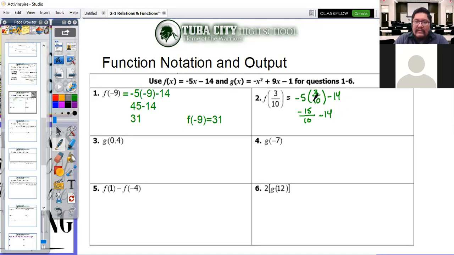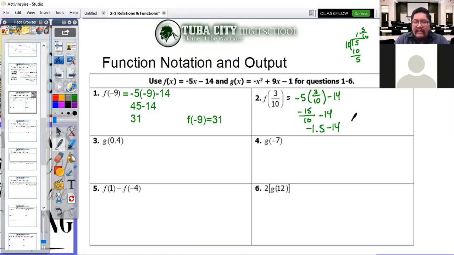And remember, the bottom number stays the same, or you can put a 1 below the 5, and that will make it so that there's a 1 on the bottom. So I have negative 15 over 10. In this case I can also use long division. 15 divided by 10 goes in there once, and I have 5 left over. So in this case, it'd be 1.5. So negative 1.5 minus 14.